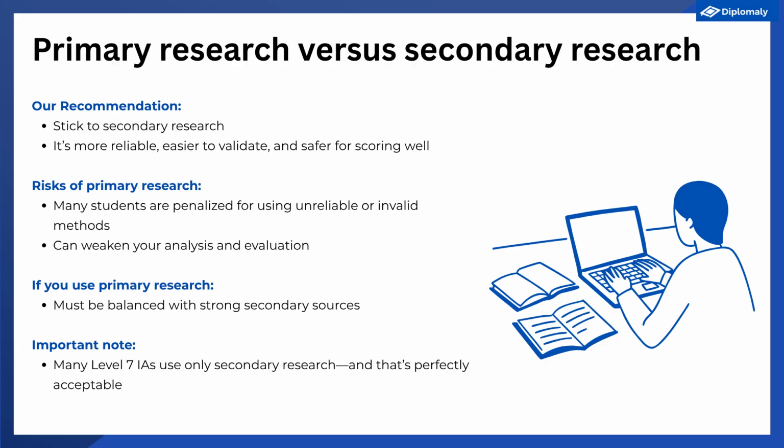If you do use primary research, this should be balanced with secondary research. With that in mind, many students who scored level 7 on their IA do so without primary research, and we recommend you to do the same. There's no restriction on only using secondary research for your IA, and this is typically easier than accurately collecting primary research, as you do not need to worry about whether the method you have used to collect the information is deemed inappropriate by your teacher or the IB examiner.